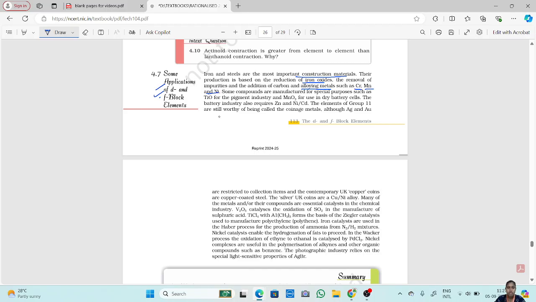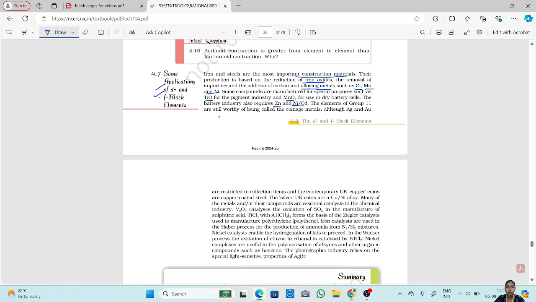Now, some compounds are manufactured for special purposes such as TiO2, that is titanium oxide, for the pigment industries, and MnO2 for use in dry battery cells. Okay, now MnO2 is used in the dry battery cells as an electrolyte. The battery industry also requires Zn and nickel cadmium. So there is a nickel cadmium battery, and in the dry battery cell we use zinc as an anode. This you will learn in the electrochemistry chapter.